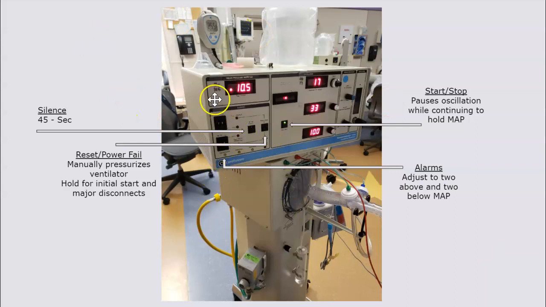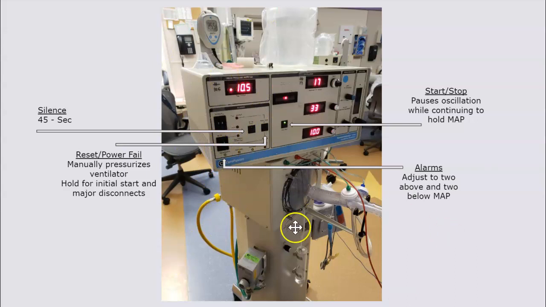Over here are some super fun old school 1980s dials that you get to flip up and down. Those are for the mean airway pressure. So you'll keep those 2 above and 2 below your set mean airway pressure. Like for this, I would maybe go 12 to 14-ish because it's 10.5, and then 7, 8-ish for my low.